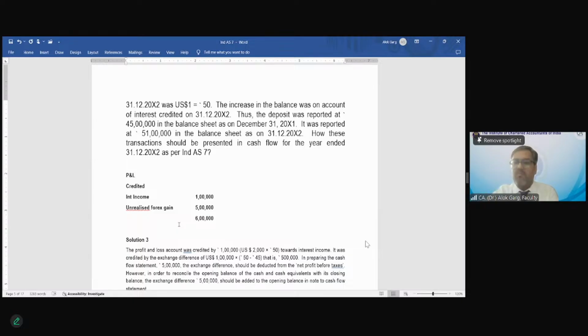Non-cash item. Unrealized forex is a non-cash item. And what about interest income? Where will this interest income go? This is an investing activity, correct? Interest received is an investing activity, yes or no? Yes. It's a non-operating item. It's not a non-cash item, it's a non-operating item.